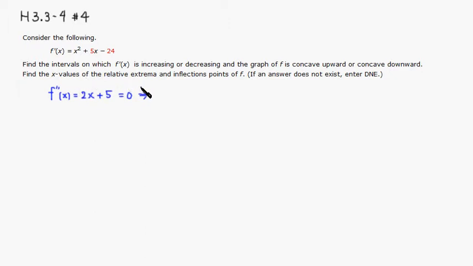So subtract 5, so you have 2x equals negative 5, and then you can just divide it through by 2. So x is going to be equal to negative 5 halves. So we can just look at the number line. So you have negative 5 halves. Look at the derivative of the first derivative, which is the second derivative.